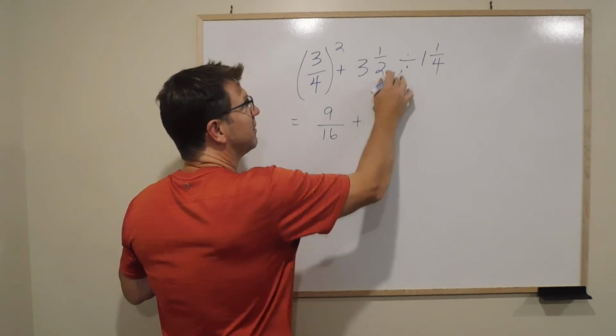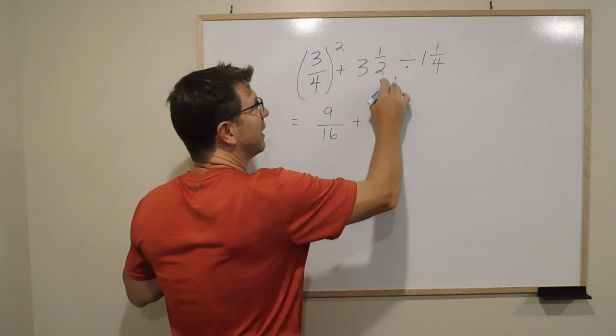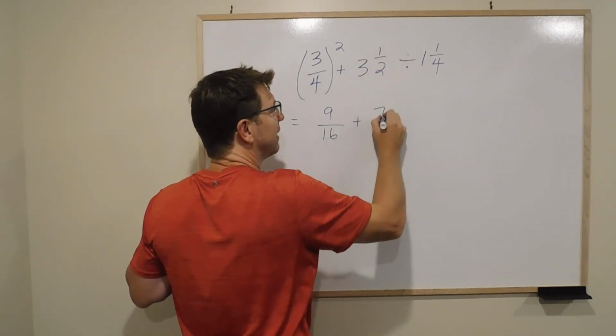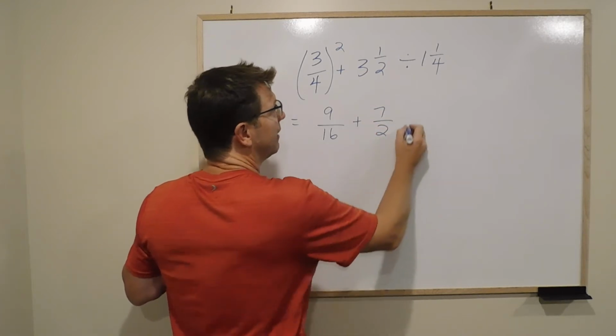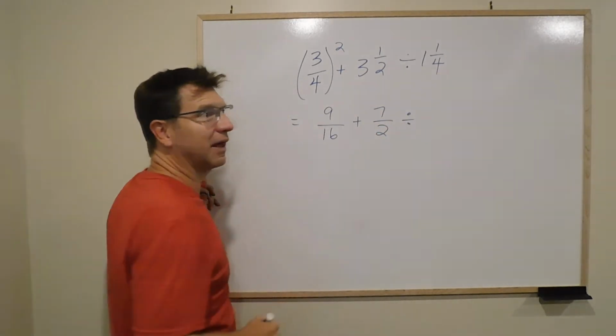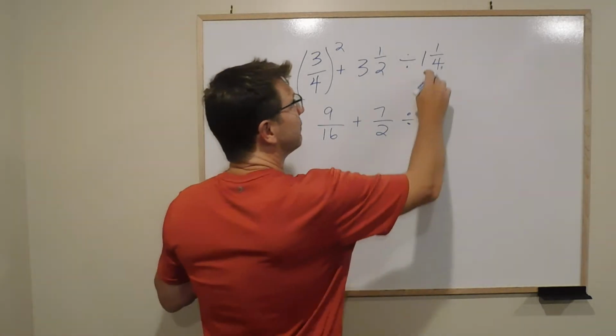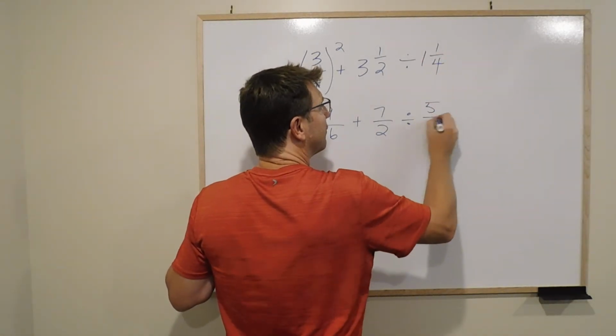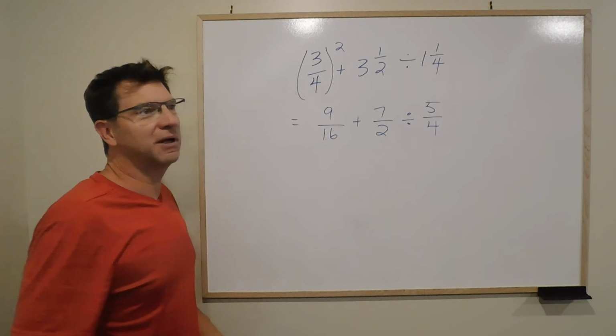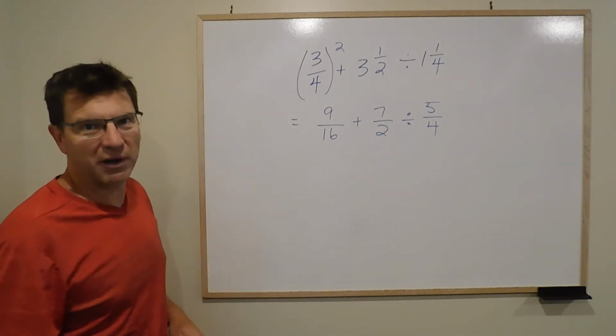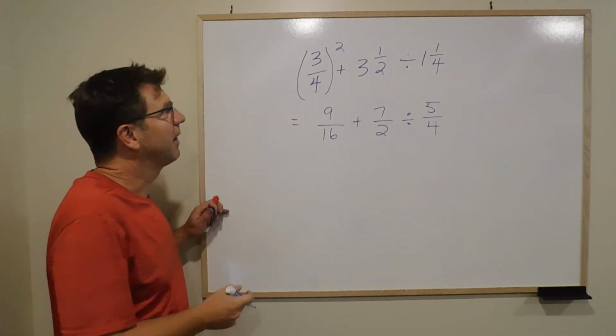Plus, remember we need to make this an improper fraction. 2 times 3 is 6 plus 1 is 7 over 2. Okay? Divided by, we can also make that an improper fraction. 4 times 1 plus 1 is 5 over 4, right? Changing them to improper fractions didn't influence our BEDMAS at all, so that's fine, okay?